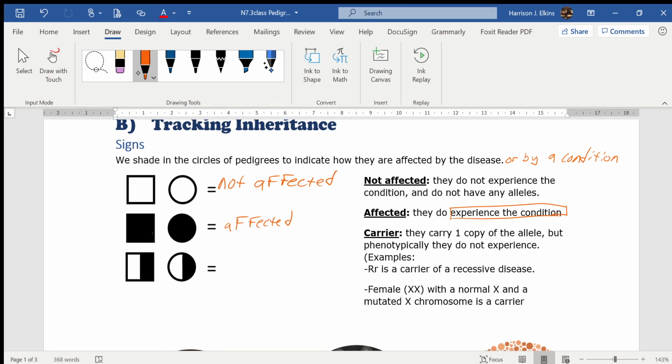Now, there's a third option, and that might be that they carry, all right, they're a carrier. If they carry a gene but don't express it because maybe it's recessive, then they're considered to be a carrier. They kind of secretly carry it. So you can kind of think of them as a secret carrier.